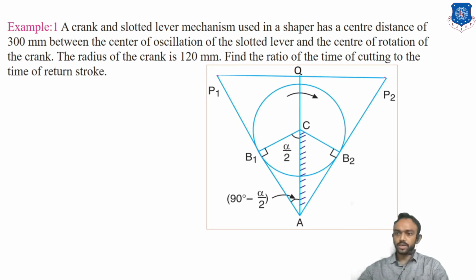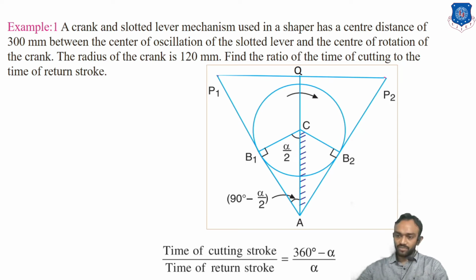As we know this figure, and in every example of this chapter we have to draw this figure, so we can solve the example. After that we find alpha from this data. What is given here is the center distance, so we have the distance between A and C, which is 300. What other data is given? You can see the crank radius, which is 120.